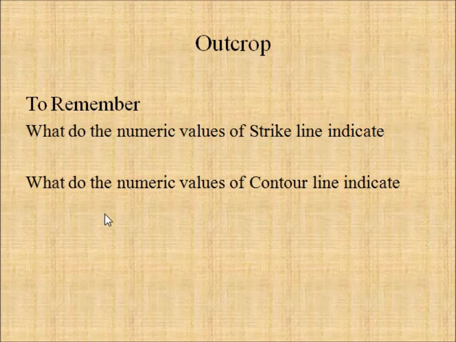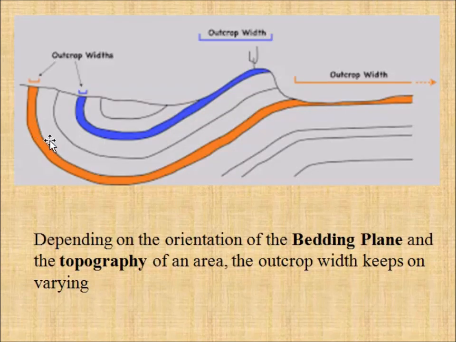So for an outcrop we have to keep in mind that the two imaginary lines, the strike lines, tell us about the height of the bedding plane, whereas the contour lines tell us about the height of the surface. Now where are we going to find outcrop? We will find outcrop, like in this we don't find outcrop here. The outcrop is seen here.